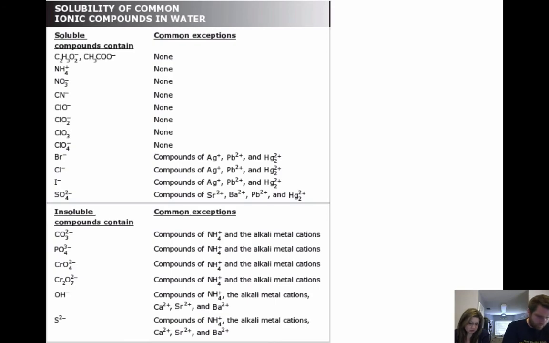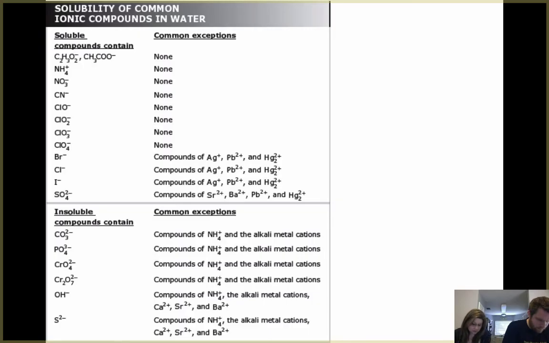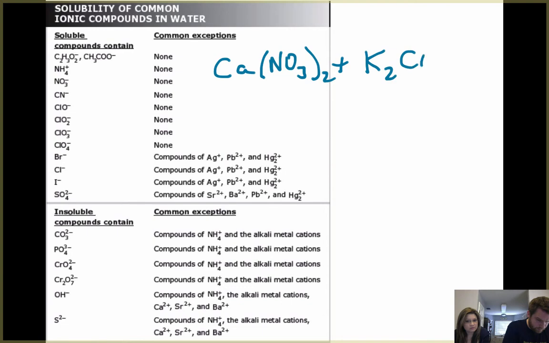So I guess the first reaction we're going to do is calcium nitrate plus potassium carbonate. So we have two compounds, and you're going to need to figure out the products and if there's a precipitate. Double replacement reactions only occur if one of the products is insoluble. So that's why these solubility rules are so important. If they're both soluble, no reaction.